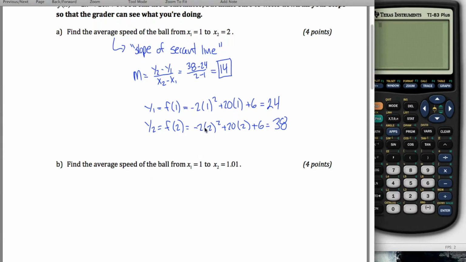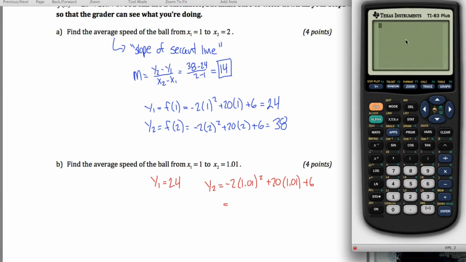The only thing that changes is instead of plugging in 1 and 2, you plug in 1 and 1.01. So I already know that y1 is 24 from above. y2 will be whatever negative 2 times 1.01 squared plus 20 times 1.01 plus 6 is equal to, which, I don't know, maybe you could do it in your head if you're really trying to show off, but I am not. So I'm just going to do it over here.